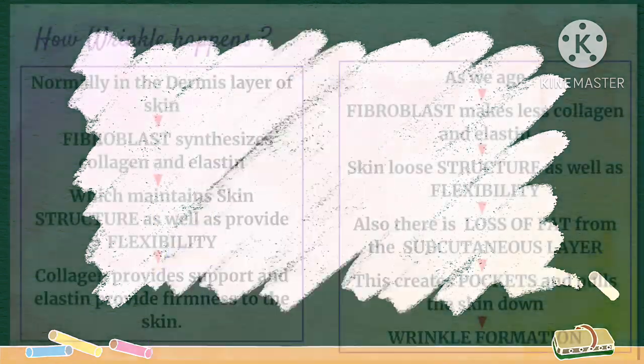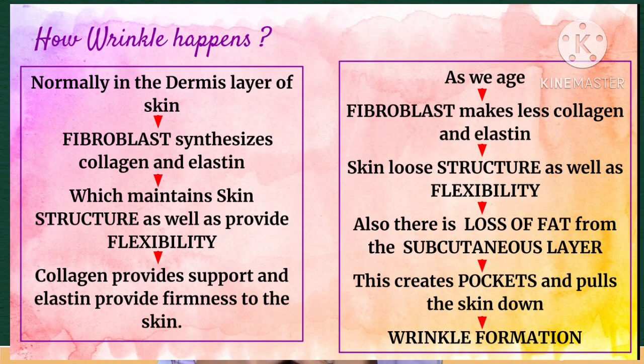Now let's see a brief explanation or journey of how a wrinkle or aging happens. As we age, that is as we enter into our 40s, 50s and 60s, the fibroblasts produce less collagen and less elastin. As less collagen and elastin are produced, the skin loses its structure as well as flexibility. Along with this, there is loss of fat from the subcutaneous tissue.